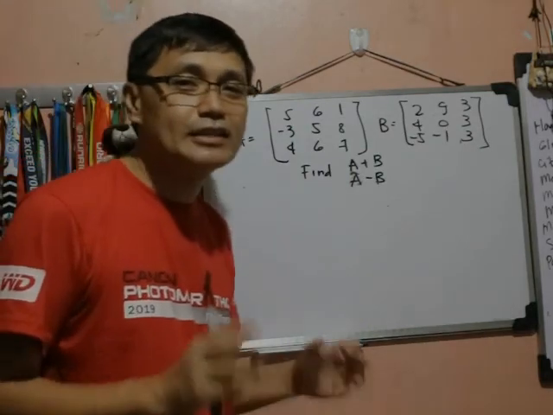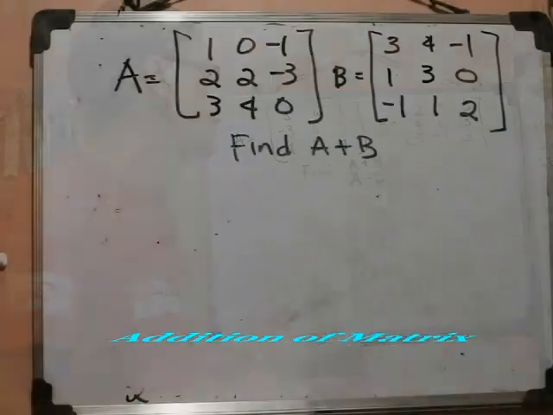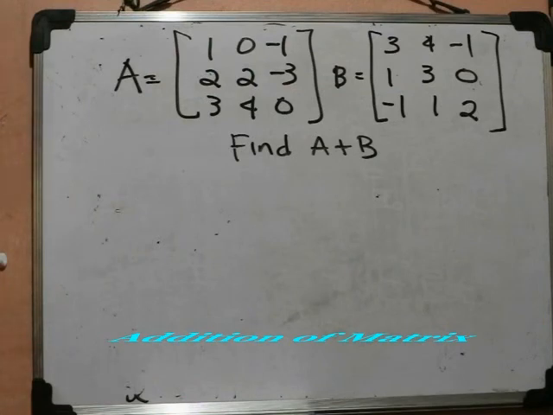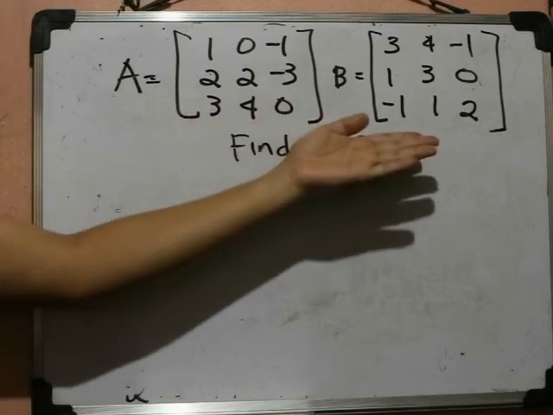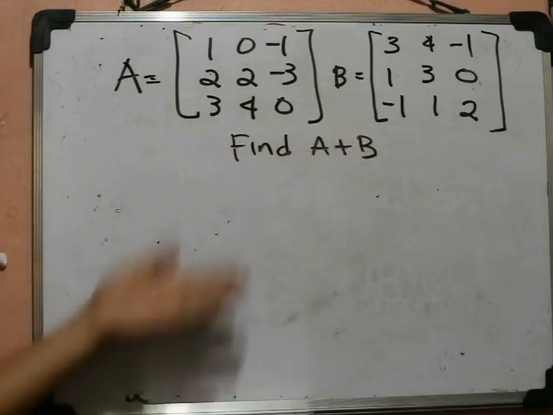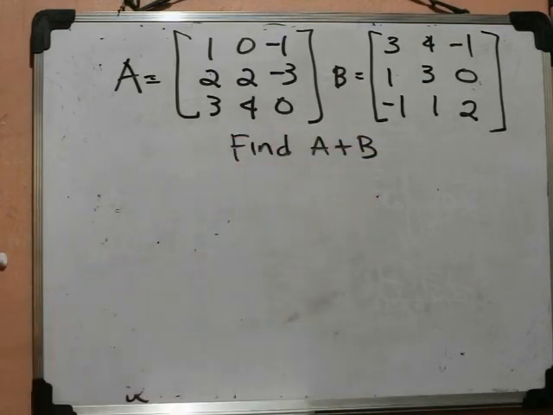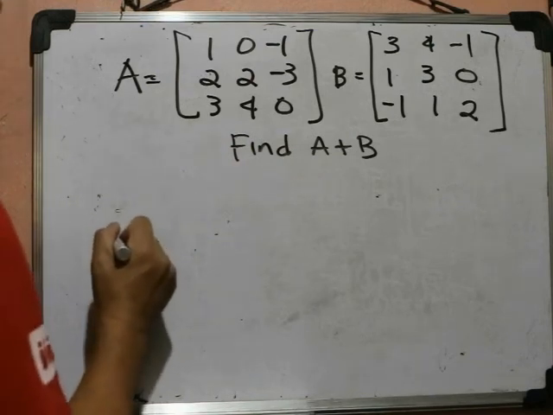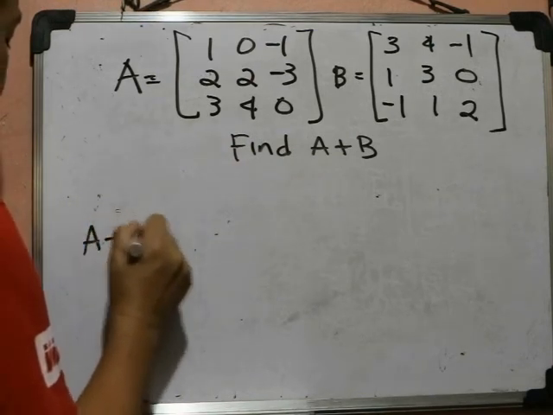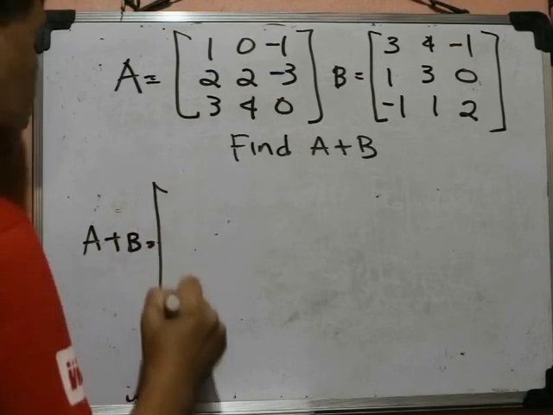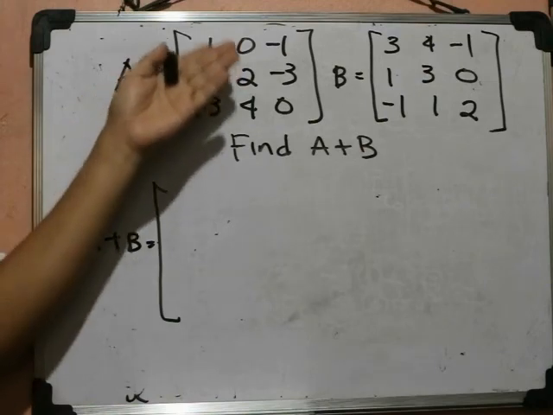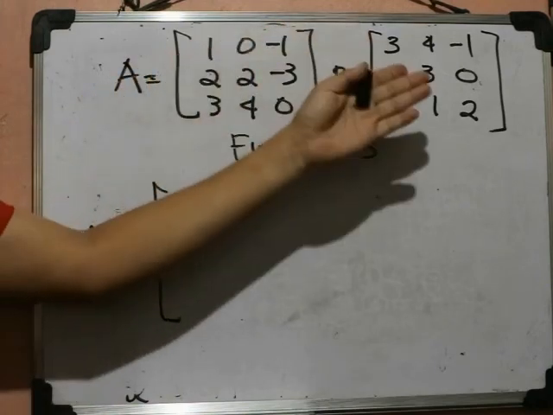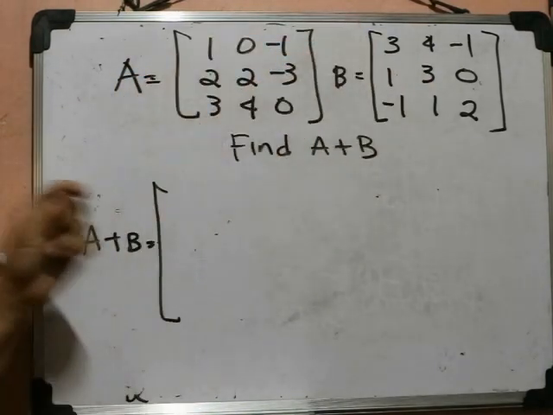So, let's have an example. So, addition muna tayo. So, we have this example. So, matrix A and matrix B. So, we have to add the two matrix. So, find A plus B. A plus B is equals to... So, as I've said, we have to add number on the same spot or on the same entry.